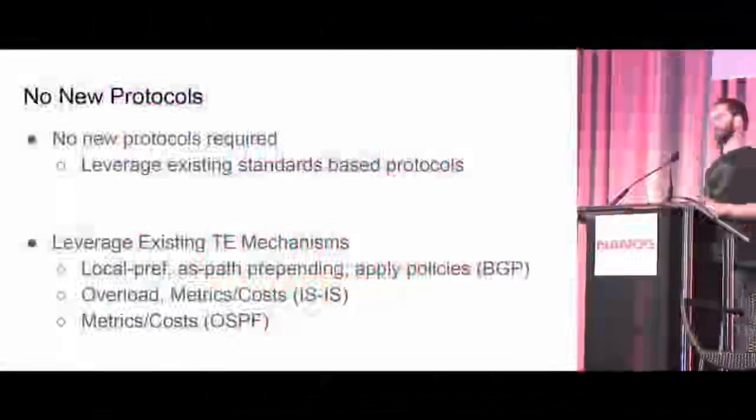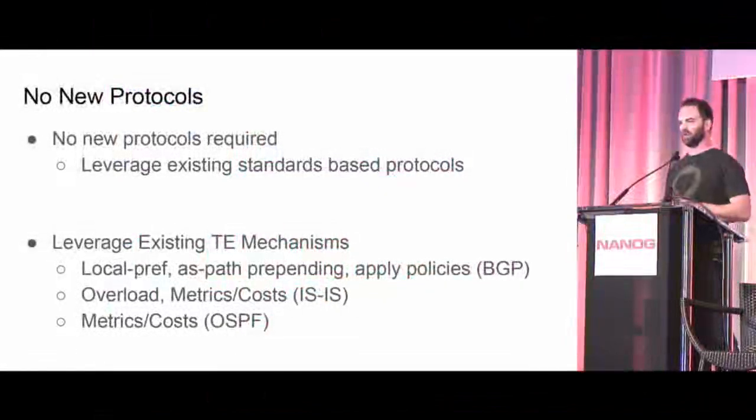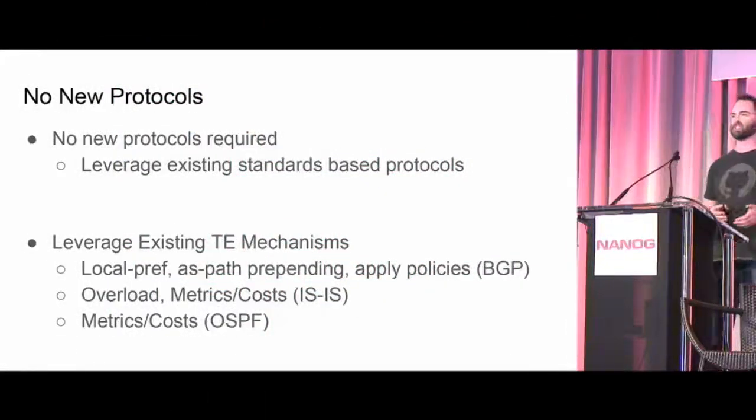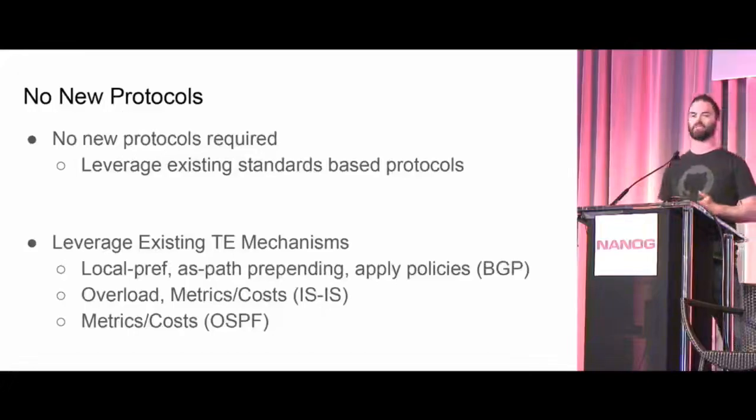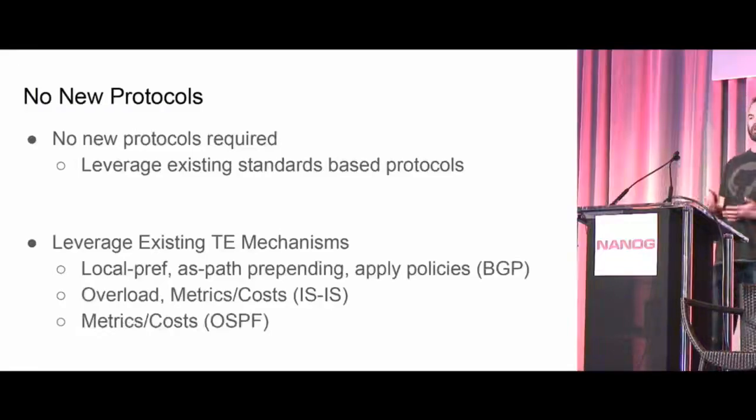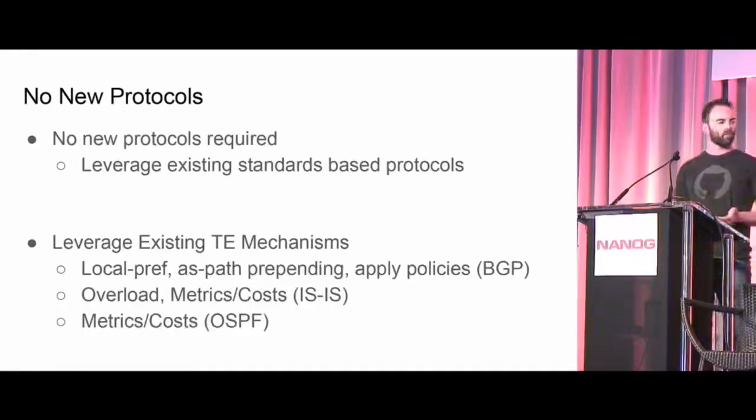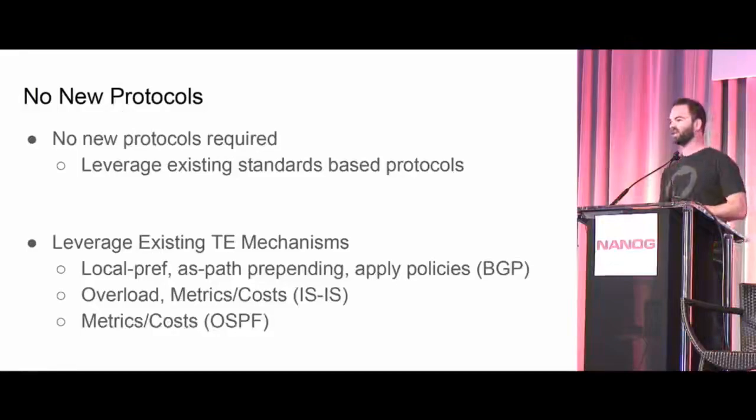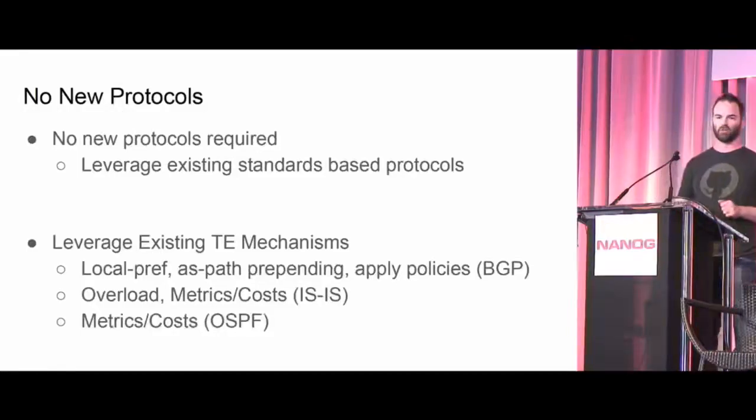So when Tim and I first sat down and we were first discussing how we should solve this problem, we came to a very clear decision early on, and that is no new routing protocols and no extensions to existing protocols. We must leverage what is pre-existing today in BGP, ISIS, and OSPF. So local pref, manipulating local pref, AS path prepending, or applying neighbor policy in BGP, manipulating metrics and costs in ISIS, or setting the overload bit.